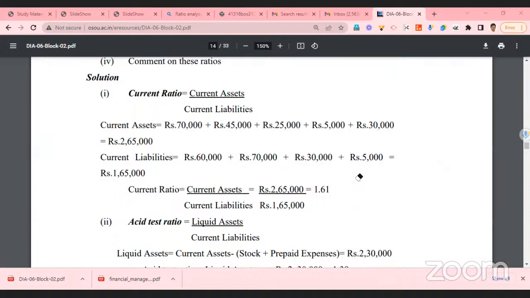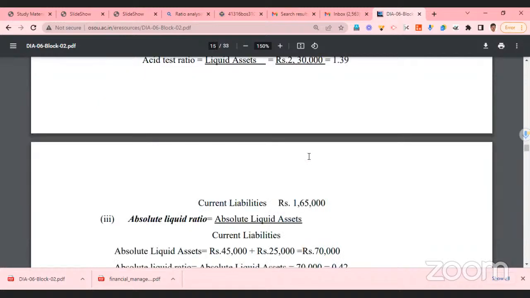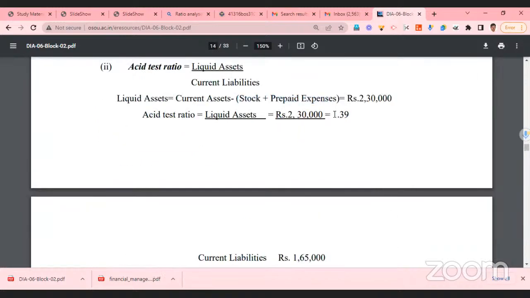Then we move to the second ratio, the acid test ratio. You can see that the current assets minus stock and prepaid expenses is 2,30,000 out of the current assets. The ratio is 1.31. Now, what is your answer here?